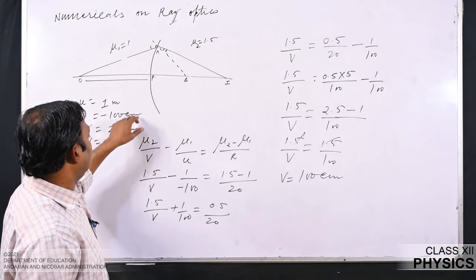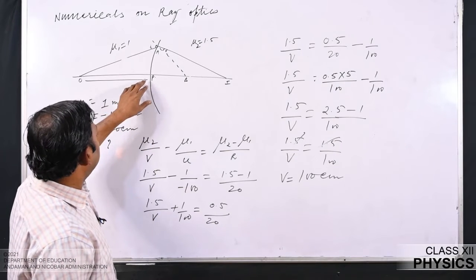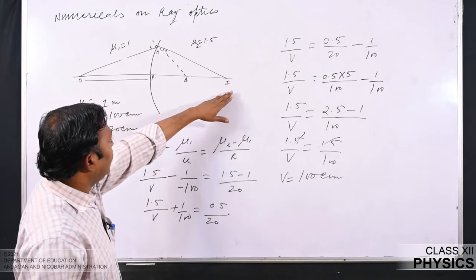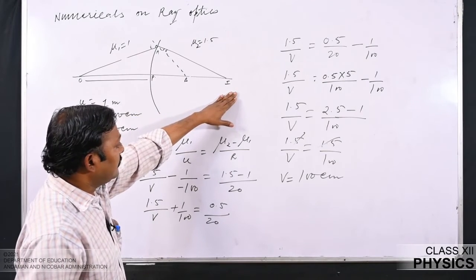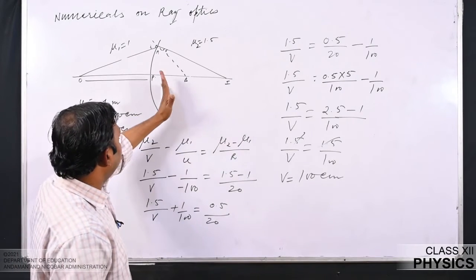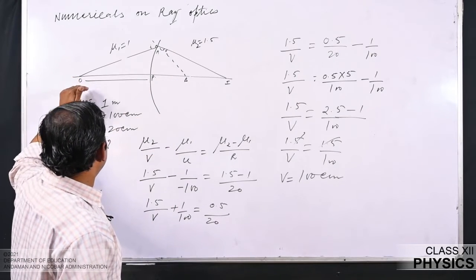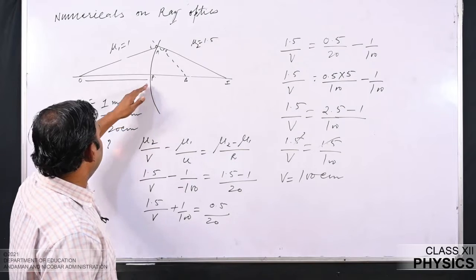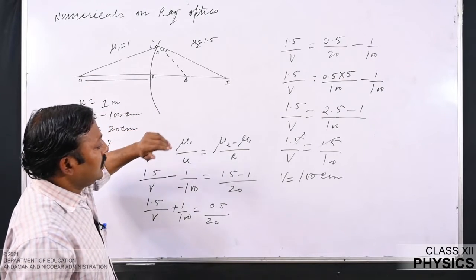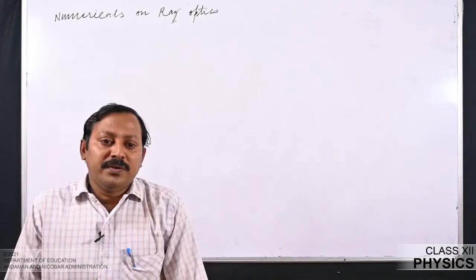It means that the object is forming its image in the denser medium at a distance of 100 centimeter from the spherical surface, and the object is placed at a distance of 100 centimeter before the spherical surface. Here we have a next question.